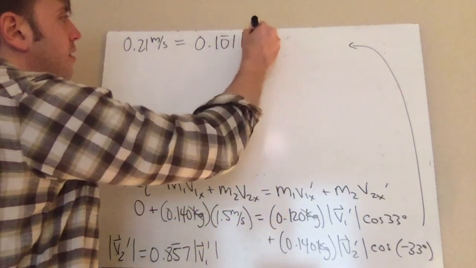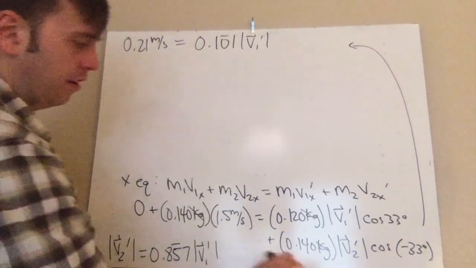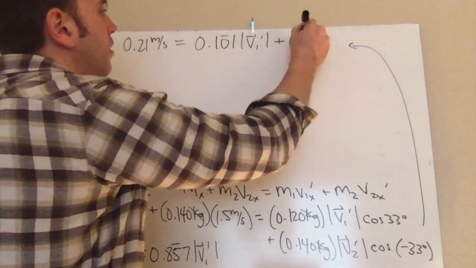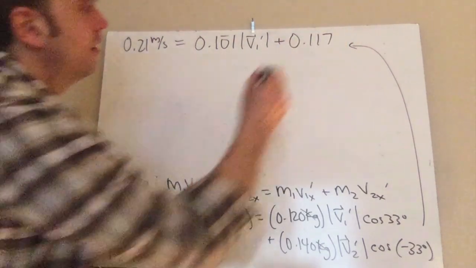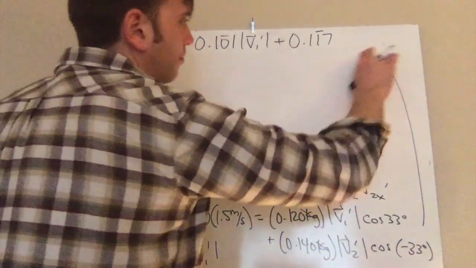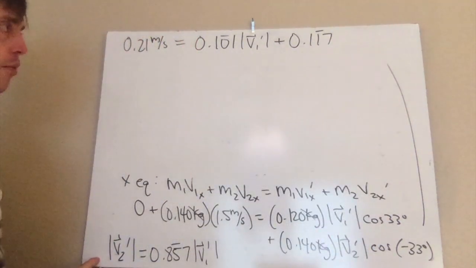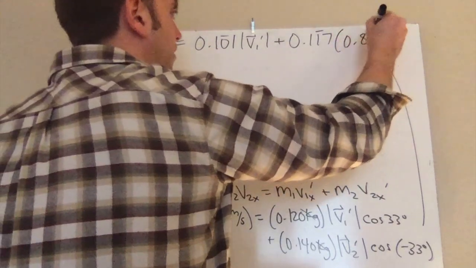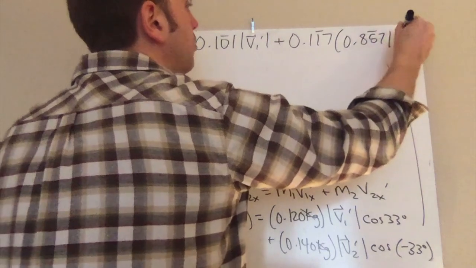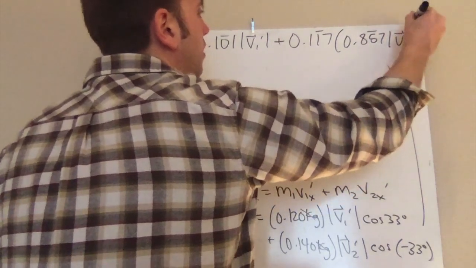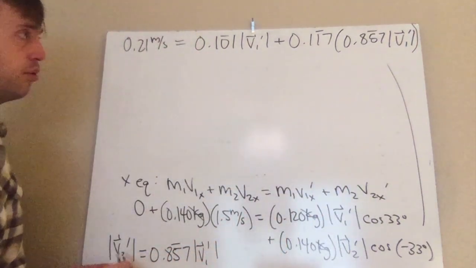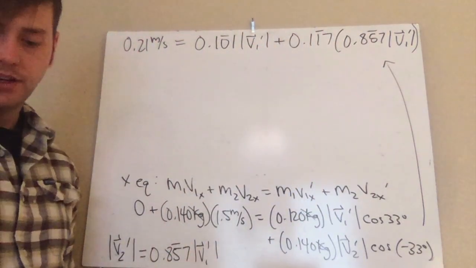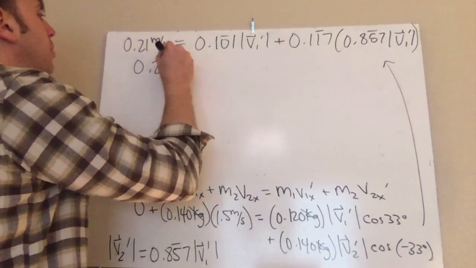And we'll multiply that by v1 prime. Over here we have 0.14 times cosine of negative 33 degrees. If you multiply those numbers, you're going to get 0.117. And this multiplies v2 prime, the speed of that second ball. But from over here, we know that v2 prime is just equal to 0.857 times v1 prime. So that's why we did this in the first place. We can sub out v2 prime in this equation, and now we only have one unknown variable, which is v1 prime. Okay? So on the left, we have 0.21 meters per second.